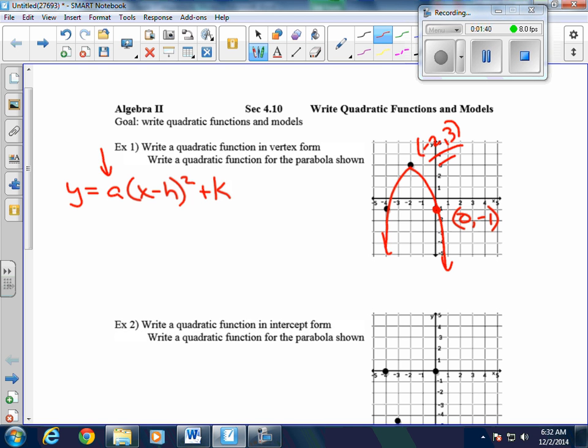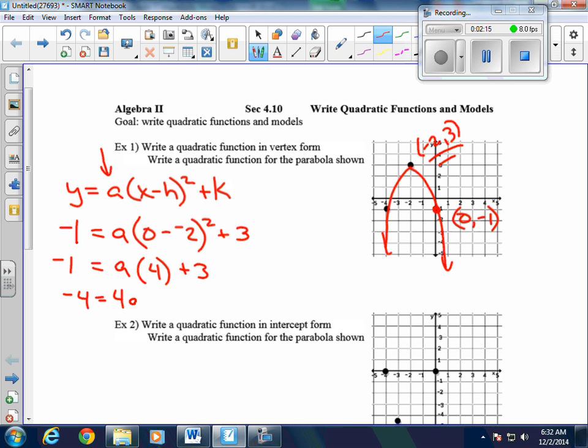So we know that y is -1. We know that x is 0. We know that h is -2. And we know that k is 3. So now we just solve for a. That's going to be 2 squared, which is 4, plus 3. So we're going to subtract 3 from both sides. We're going to get -4 equals 4a, which means a is going to equal -1.